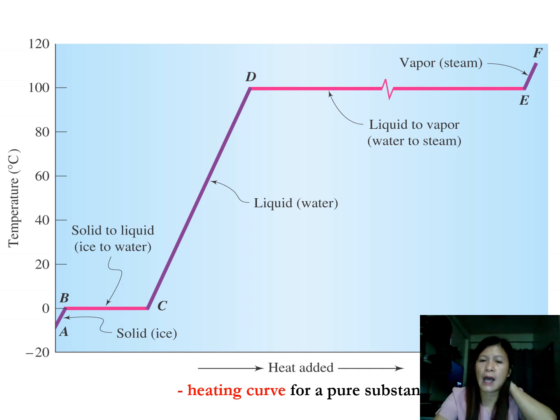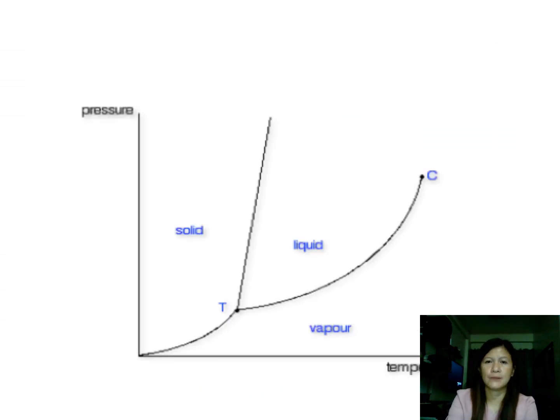So as you can see in the heating curve, from point D to E, there's constant temperature of 100 kasi that's the course of evaporation. Pero from E to F, that's transforming or absorb vapor, water vapor continuing to absorb heat energy, changing its temperature from 100 to a higher temperature. So that's how we interpret the heating curve for a pure substance.